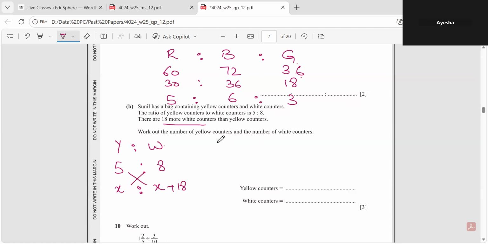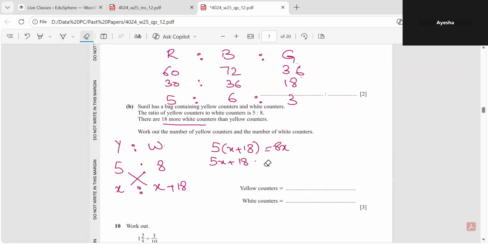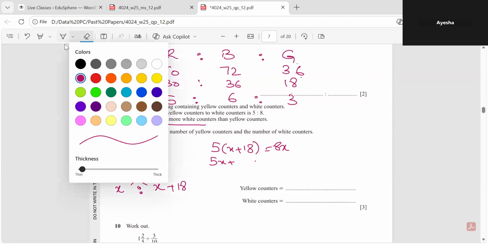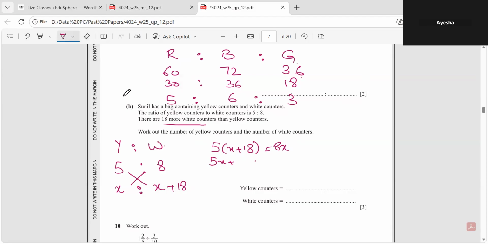So we can write 5 times X plus 18 equals 8x. So 5 times x plus 5 times 18, which is 90. You may use the rough column again. So 5 times 18 is 90. I mistakenly wrote it right here. So it's going to be 90 equals 8x. So I'm going to shift this to the side. So 8x minus 5x is equal to 90. At this point of time, 3x is equal to 90. So the value of x is 30.